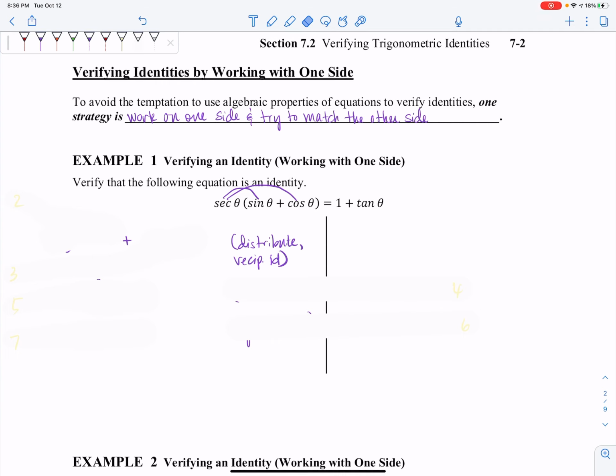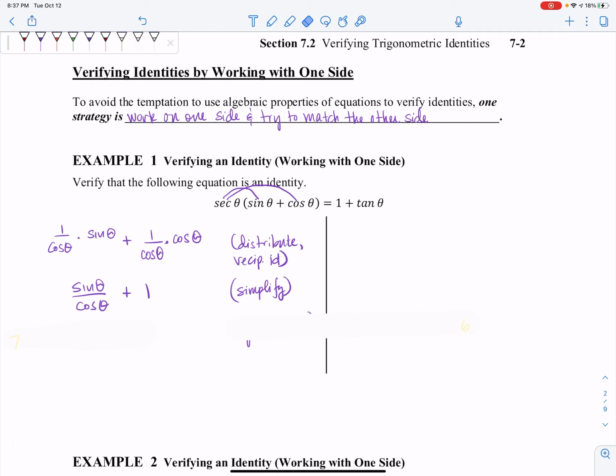So the very first thing I'm going to do is distribute. And I'm going to use that reciprocal identity of 1 over cosine of theta. So that'll be 1 over cosine times sine. And then for the second distribution, 1 over cosine times cosine. Well, now what we want to do then is just simplify. So my first fraction is going to be sine over cosine, and my second fraction is going to be 1.